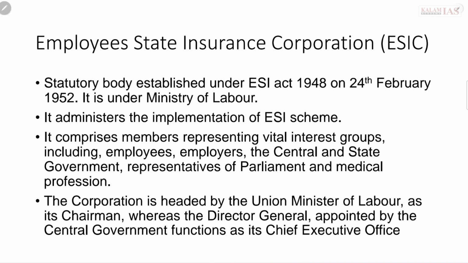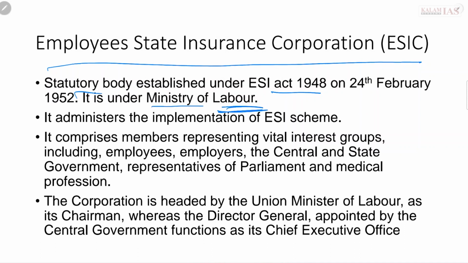There is one statutory authority which has been established under the ESI Act. This is the Employee State Insurance Corporation. This is a statutory body established under the ESI Act 1948. It functions under the Ministry of Labor. Okay. It administers the implementation of the ESI scheme, the Employee State Insurance Scheme. It comprises members representing vital interest groups including employees, employers, central and state government, representatives of parliament and the medical profession.